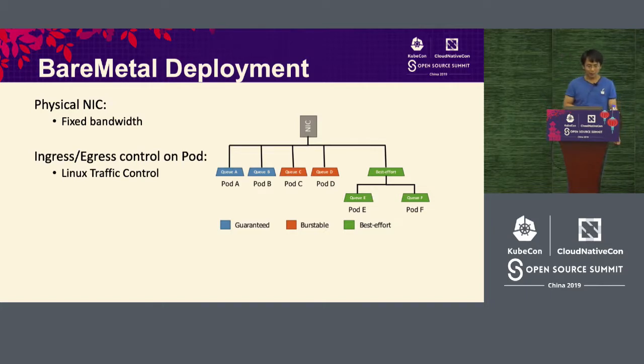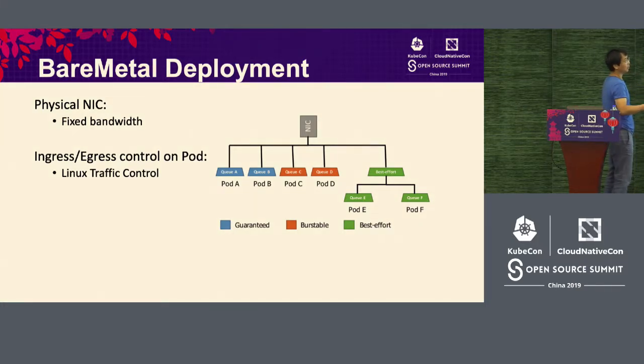And on the physical level, the bare-metal deployment, as you can see, we already have a quite fixed physical NIC. Since the bandwidth is quite fixed, we do not need to reserve any extra space. However, we need to conduct the ingress-egress control on the pod. And we already have Linux traffic control, which is actually a tree-shaped queue. So this is actually the NIC.